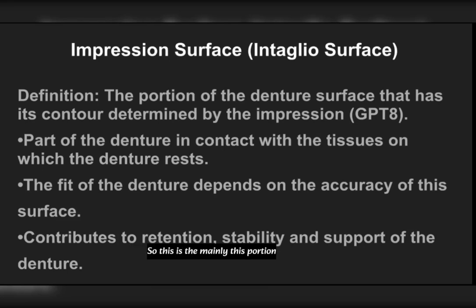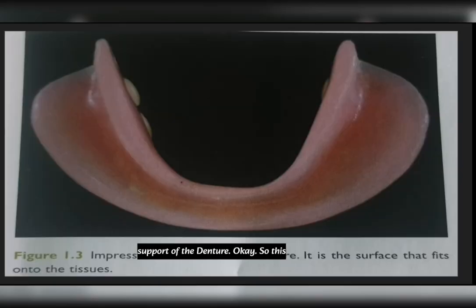So the impression surface is the portion of the denture surface that has its contour determined by the impression, and it should contribute to the retention, stability and support of the denture. Okay, this is how the impression surface looks. You can see and appreciate the impression surface of the denture. It is the surface that fits on the tissues, which lie on your gums.